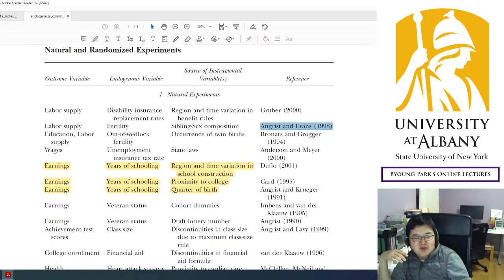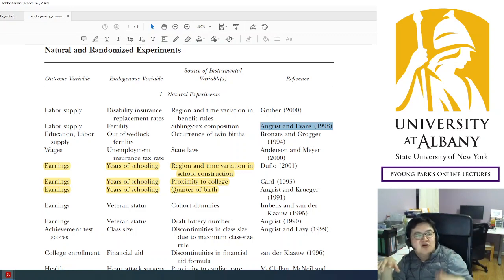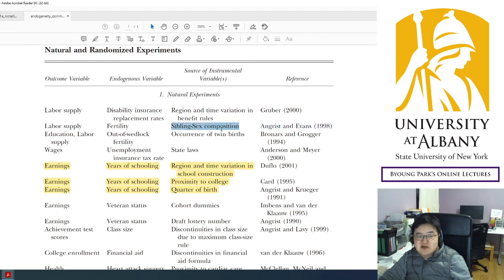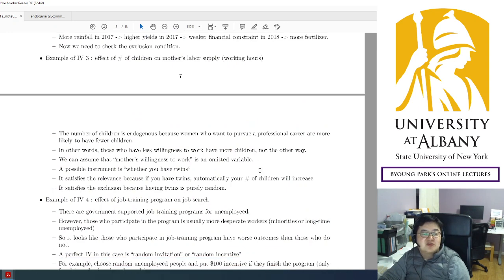In reality, I have not thought that way, but in the data, it looks like having the same sex increases the probability of a third kid. So at least that is true. If you accept that explanation, then the sibling sex composition is another interesting instrument. It's a very, very clever instrument. So you may use two different instruments in this case.